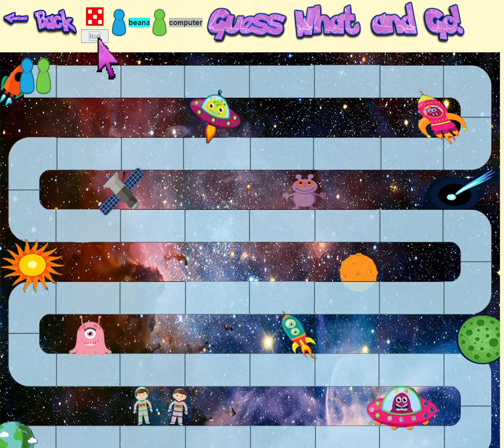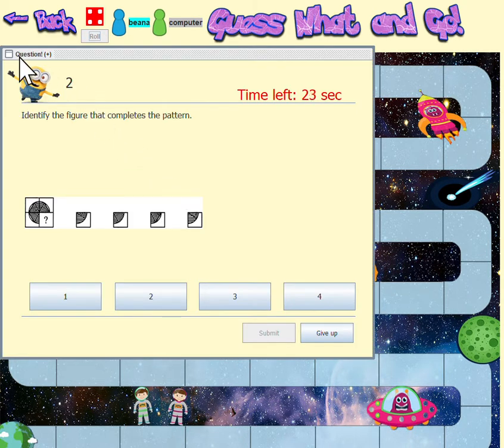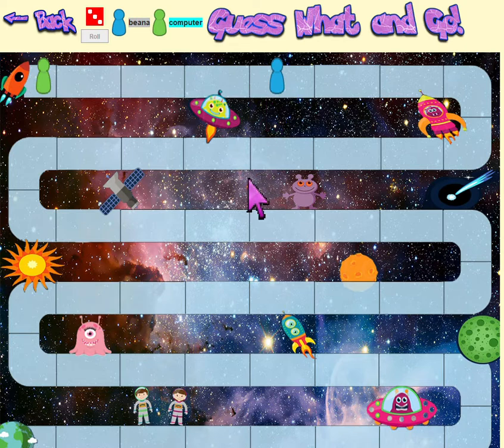So let's roll the dice. We got a 4, so as we can see, the question is positive, and it has 2, which means that if we answer correctly, we move 2 forward. If we don't, we stay where we are. So it says that we should identify the figure that completes the pattern. So we see which one completes the pattern. Let's say the second one. And we submit. As we can see, the answer was wrong because we stayed where we are. Let's try with another question.